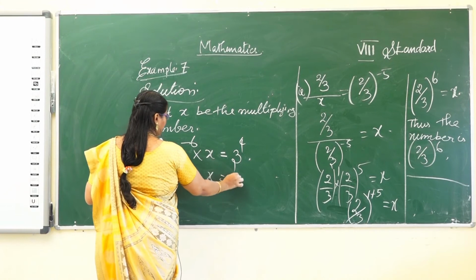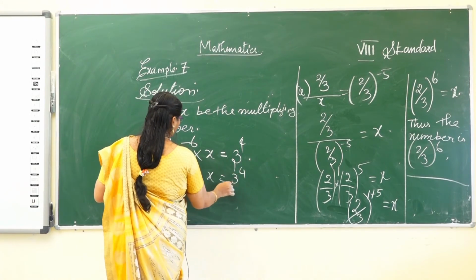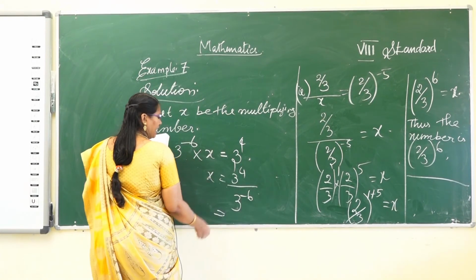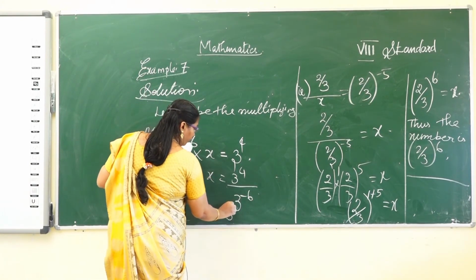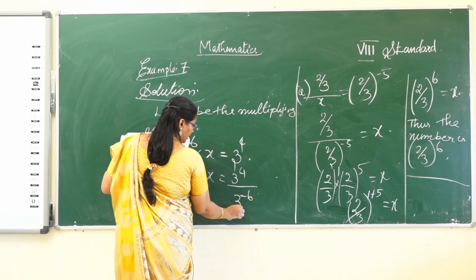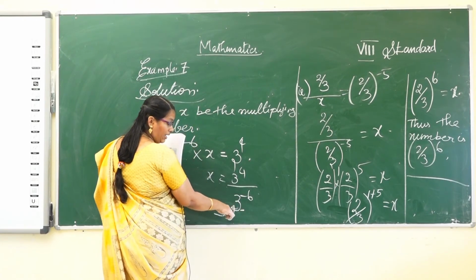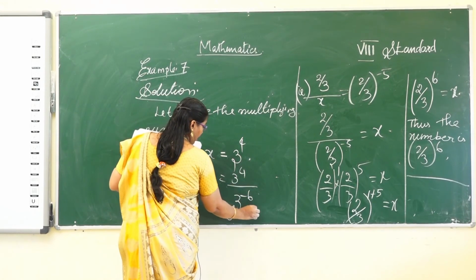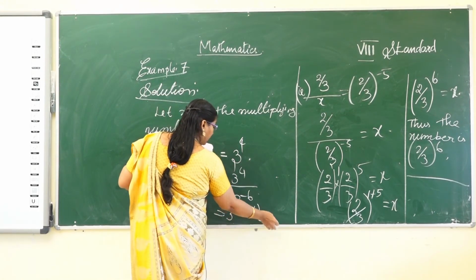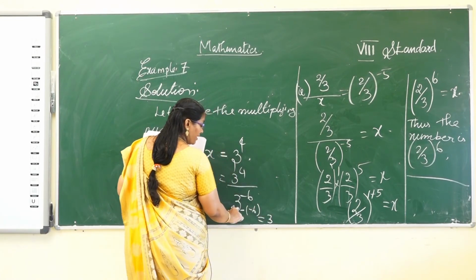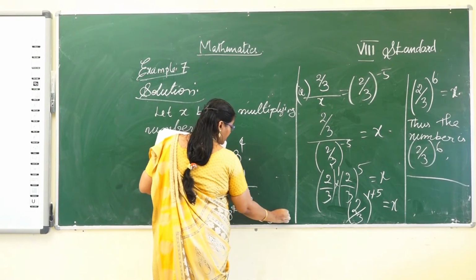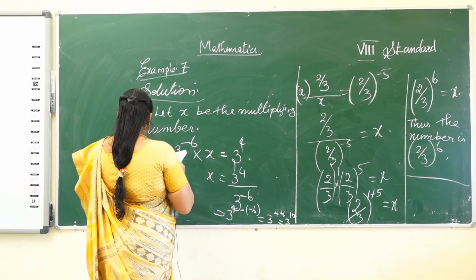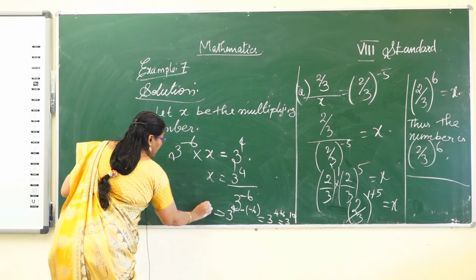x is equal to 3 power 4 divided by 3 power minus 6. So we have directly applied the division rule. 3 power 4 minus, the formula already has a minus, and the value of n is also minus, so minus 6. Minus into minus is plus, so 4 plus 6 equals 3 power 10. That is the x value.